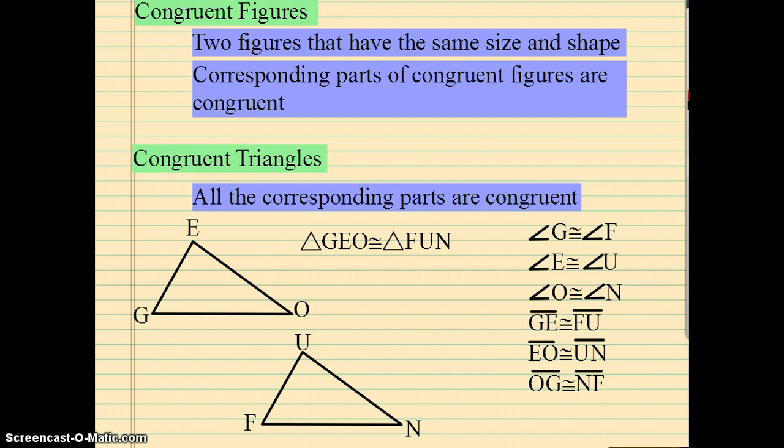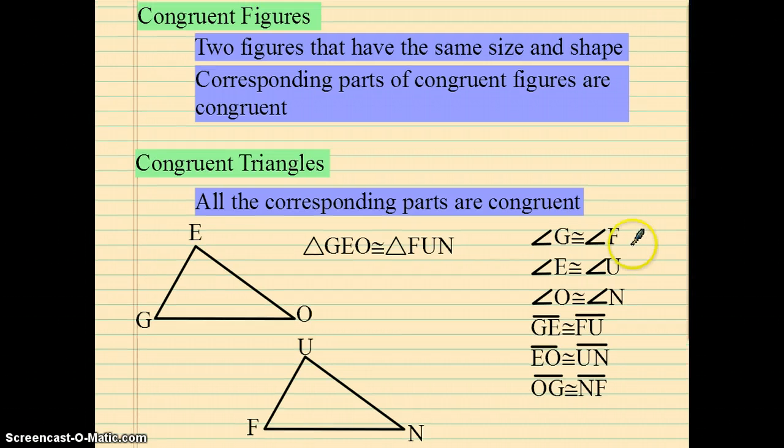So congruent figures are two figures that have the same size and shape. This is important. They need to have both the same size and shape. If they just have one or the other, no go. Have to have both same size and shape.